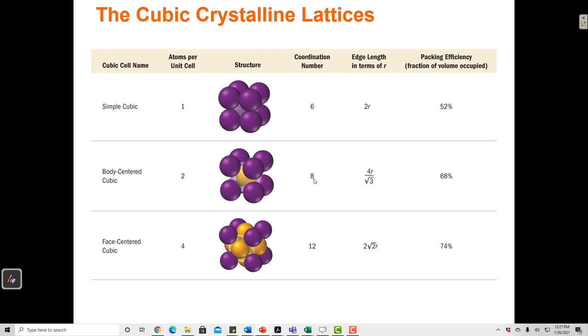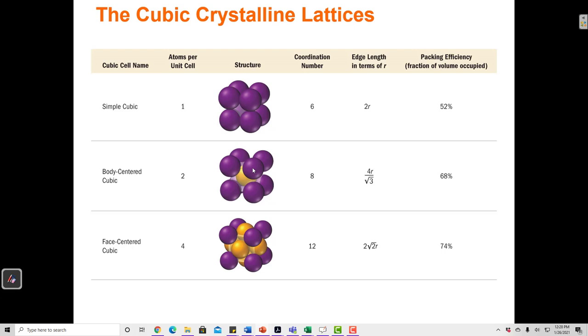The coordination number for each atom in a body-centered cubic, body-centered because there's one atom right in the middle of the body, means each atom is next to 8 other atoms. Here, each atom is next to 6. Here, each atom is next to 8. There is a bit of geometry involved to see this one, but we can determine the length from here to here as being 4r divided by the square root of 3.